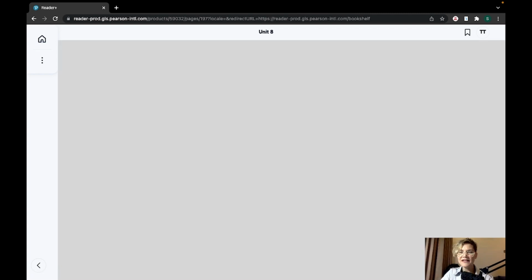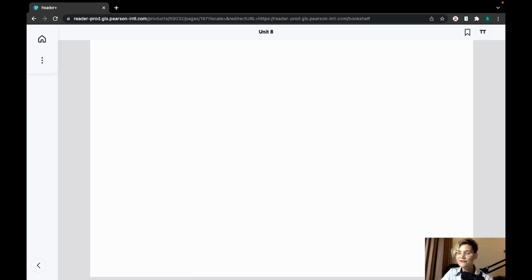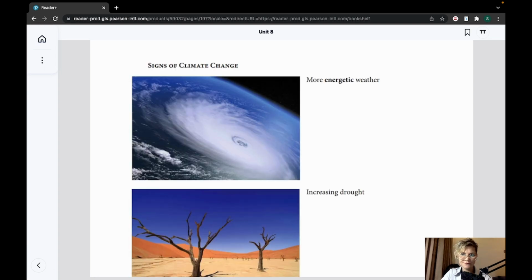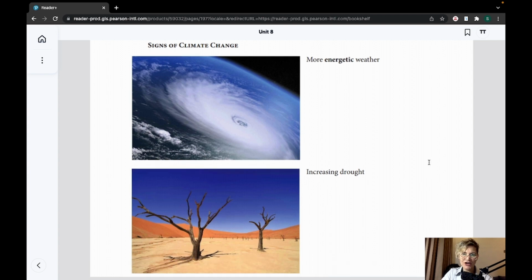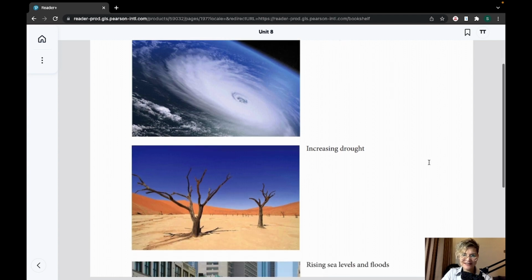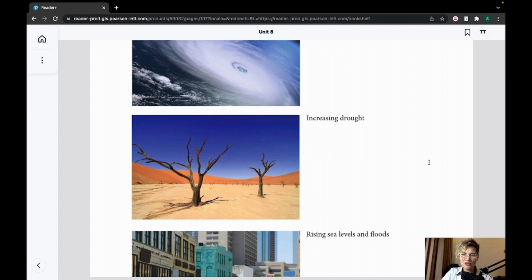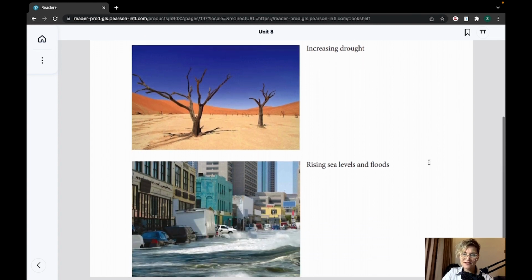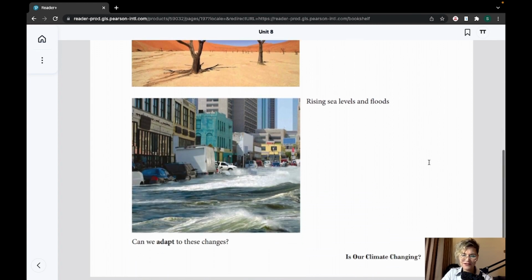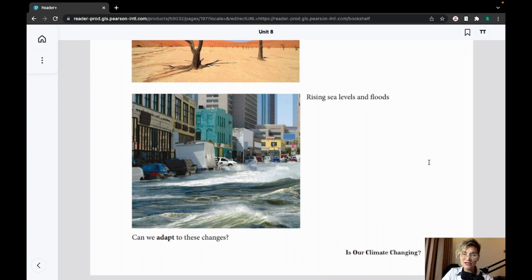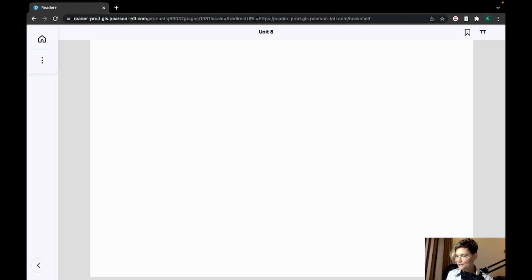Go to the next page. Picture number 4. More energetic weather. Energetic. 5. Increasing droughts. 6. Rising sea levels and floods. Can we adapt to these changes? We've got the word adapt.